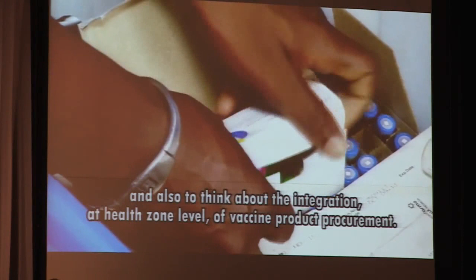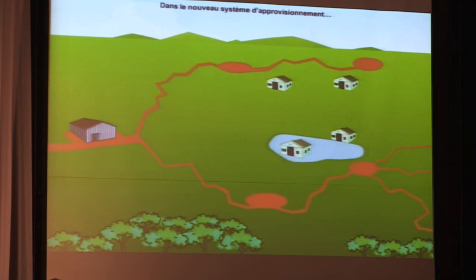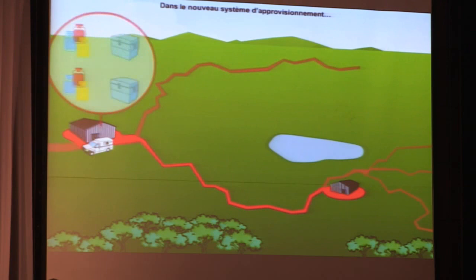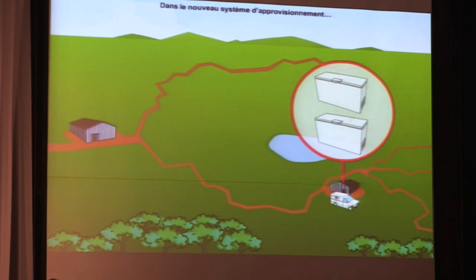In the new procurement and vaccine distribution system, several municipal warehouses are replaced by a single health zone warehouse with an equipped vehicle called a mobile warehouse. The health zone registration goes to the department warehouse to procure vaccines in zones. At health zone level, vaccines are kept in refrigerators and managed by a computerized system.